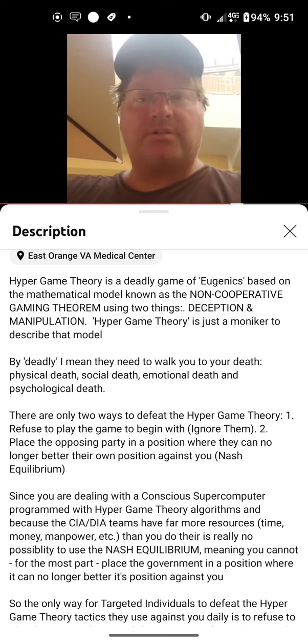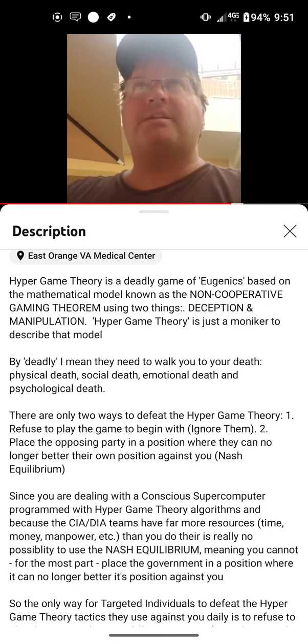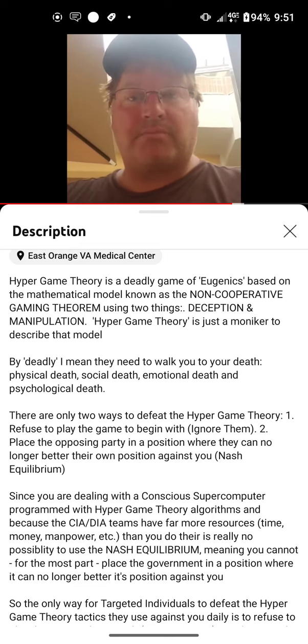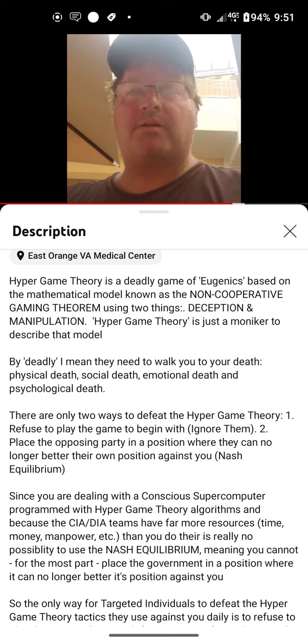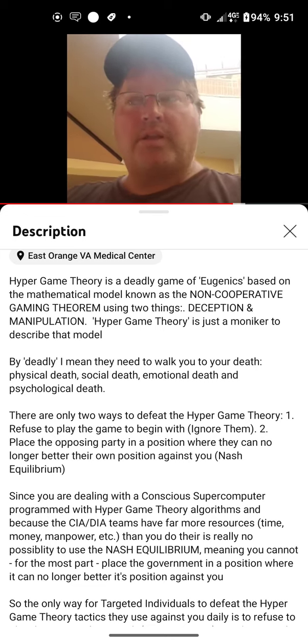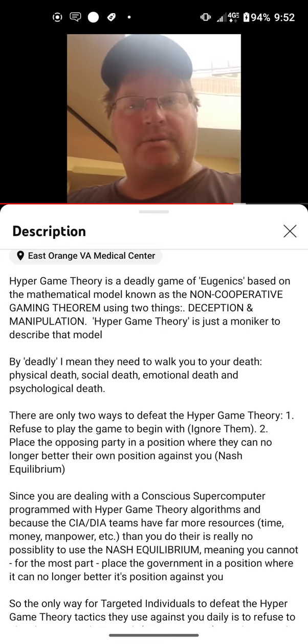But you must understand that it's all based on the mathematical model known as hypergame theory. Basically, hypergame theory is called the non-cooperative gaming theorem. The non-cooperative gaming theorem is the name of the model. Hypergame theory is just a moniker to describe that model. Basically, it's achieved by combining 2 models into one. It's game theory applied to decision tree modeling.